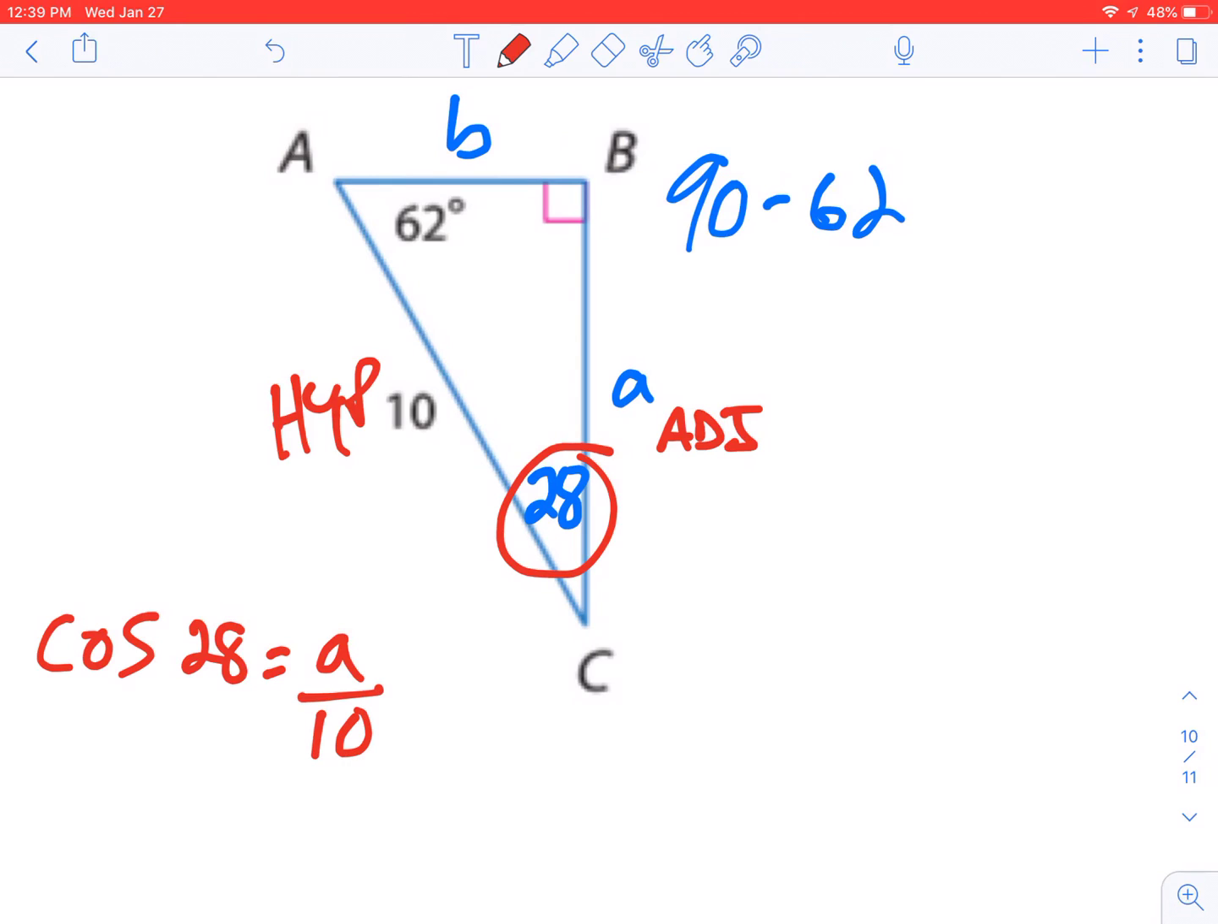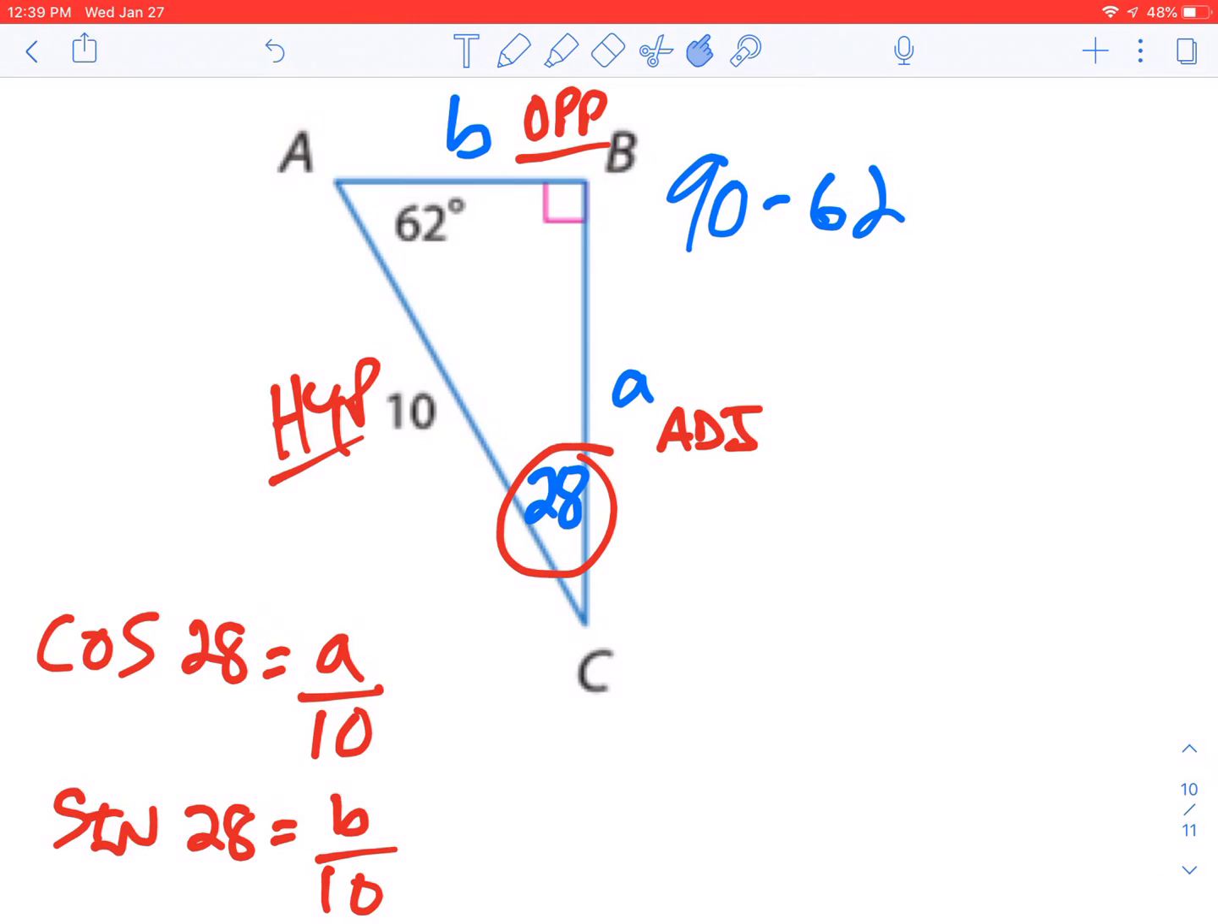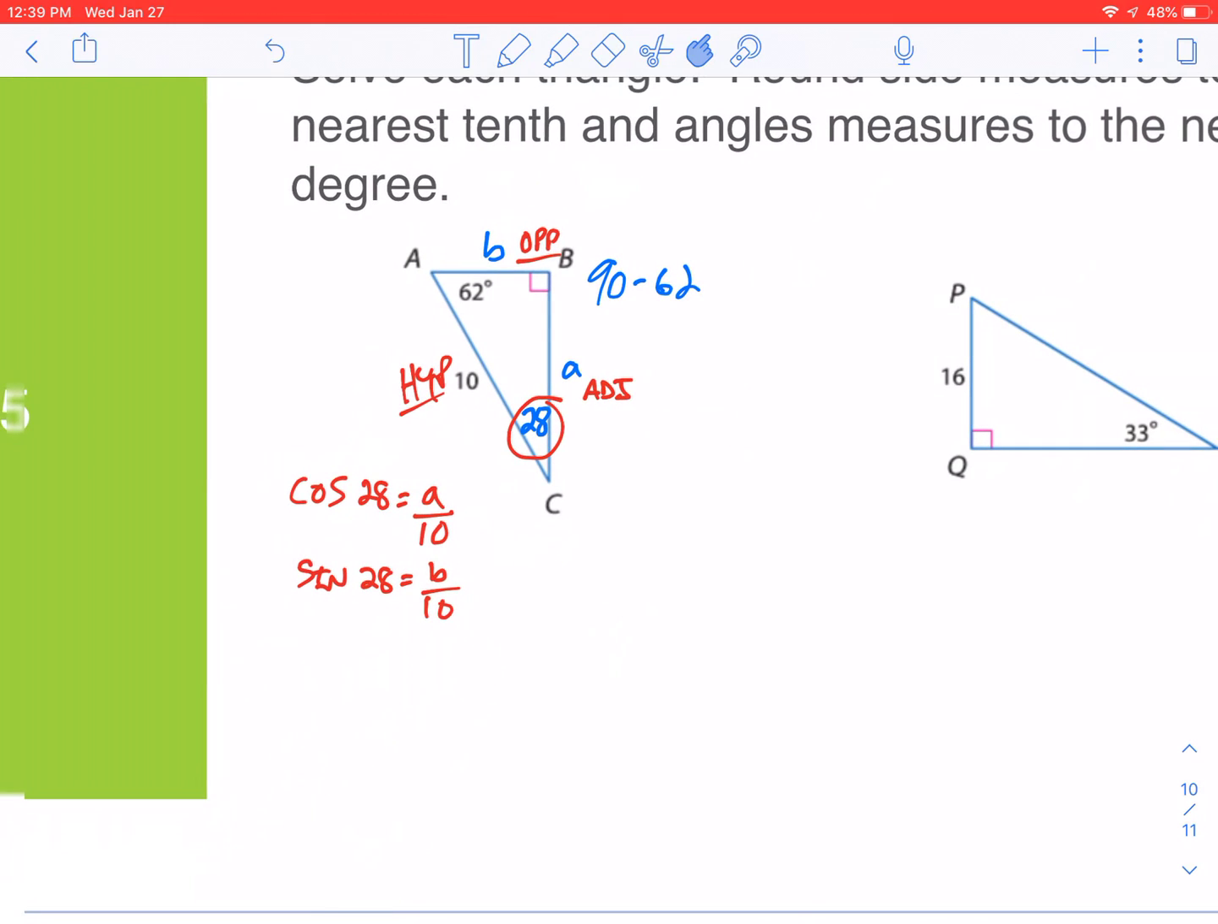And then what I can do is I could use this, but I would have to use these two together. And so I could find the sine of 28 equals B over 10. I could also use 62 and find my sides. So either way, there's lots of different methods for finding all of these sides and angles.